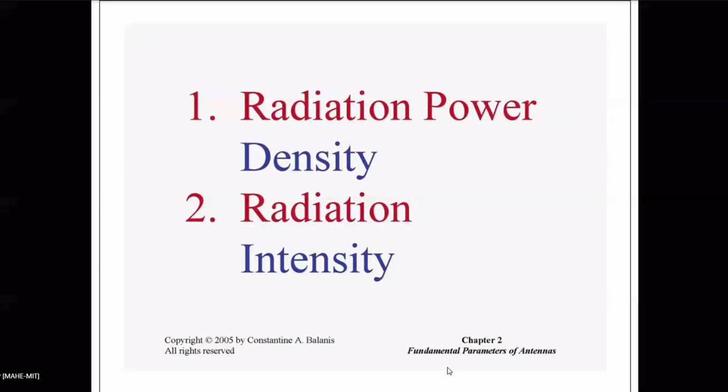Yes, sir. And what is radiation intensity? Radiation intensity is power per unit solid angle, the power in a given direction. Power per unit area is radiation power density, watts per meter square. Power per unit solid angle is radiation intensity, that is watts per steradian. Right? The unit of solid angle is steradian.